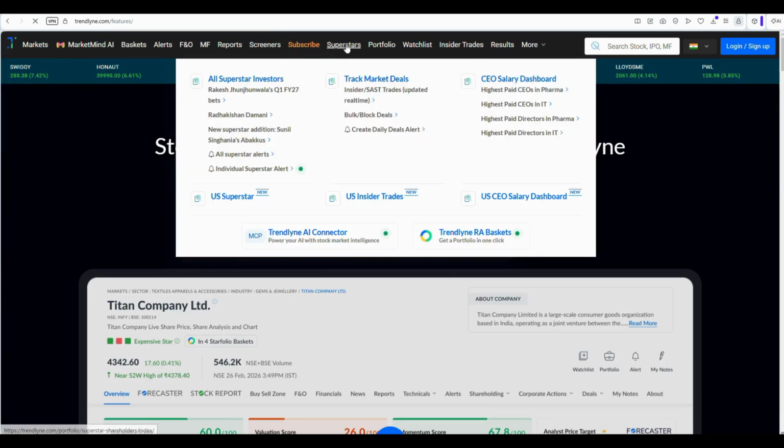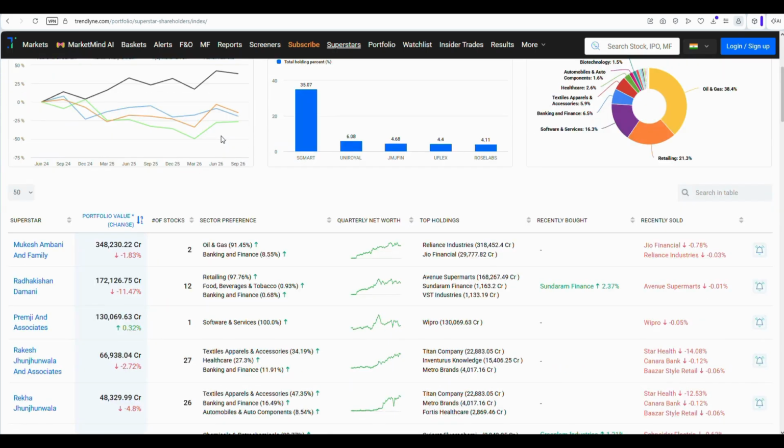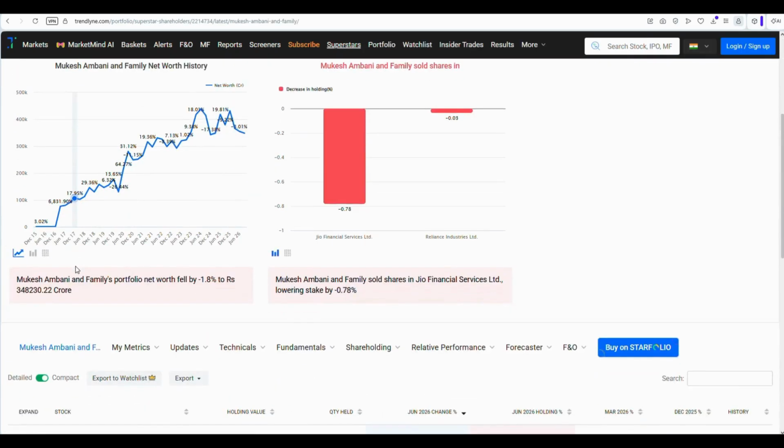Trendlyne lets you explore superstar portfolios, where you can see the publicly disclosed holdings of well-known investors. This doesn't mean you should copy every investment. Instead, use these portfolios to discover companies worth researching.